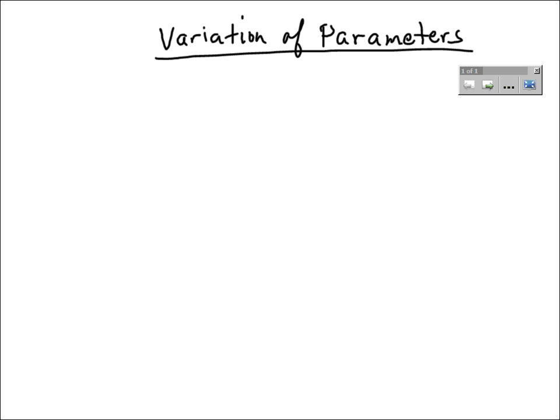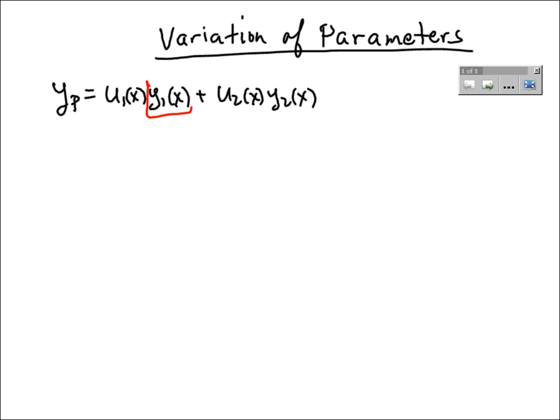So the goal basically is to get a particular solution to be some function of x times one homogeneous solution, plus another function of x times another homogeneous solution, or a solution to a homogeneous equation. So the first thing we're going to do given a differential equation is we want to find these two functions.